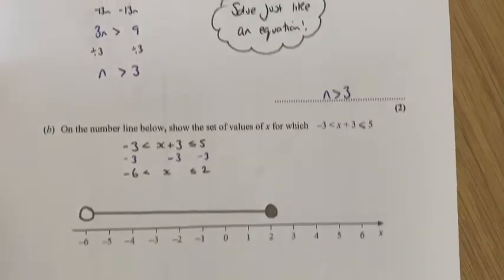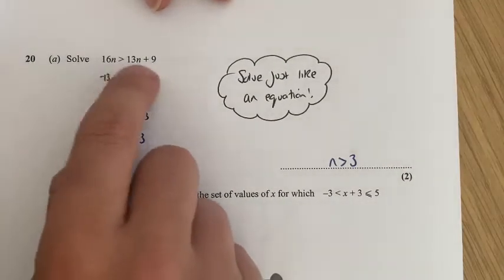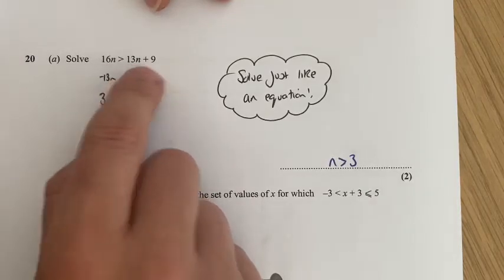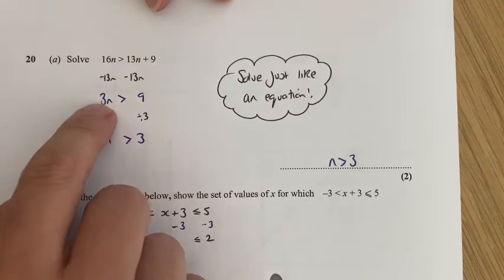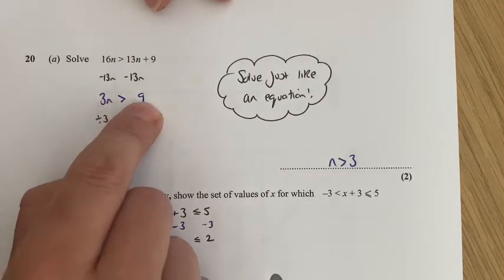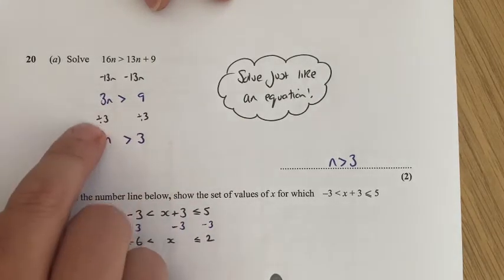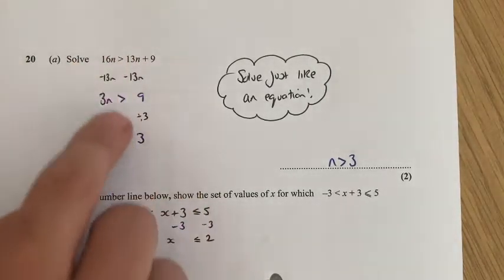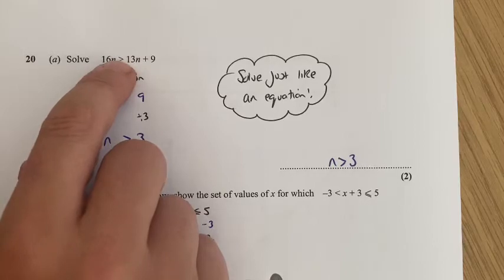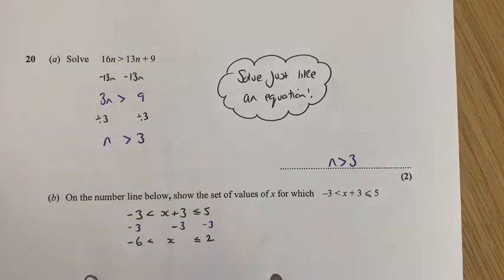Question 20. These are solved just like an equation, exactly the same as you would solve an equation. So I've taken away 13n from both sides, and I'll be left with 3n is greater than 9. Divide both sides by 3, and I'm left with n is greater than 3. So solve that exactly the same as you would solve an equation, except you haven't got an equal sign, you've got a greater than or a less than sign.